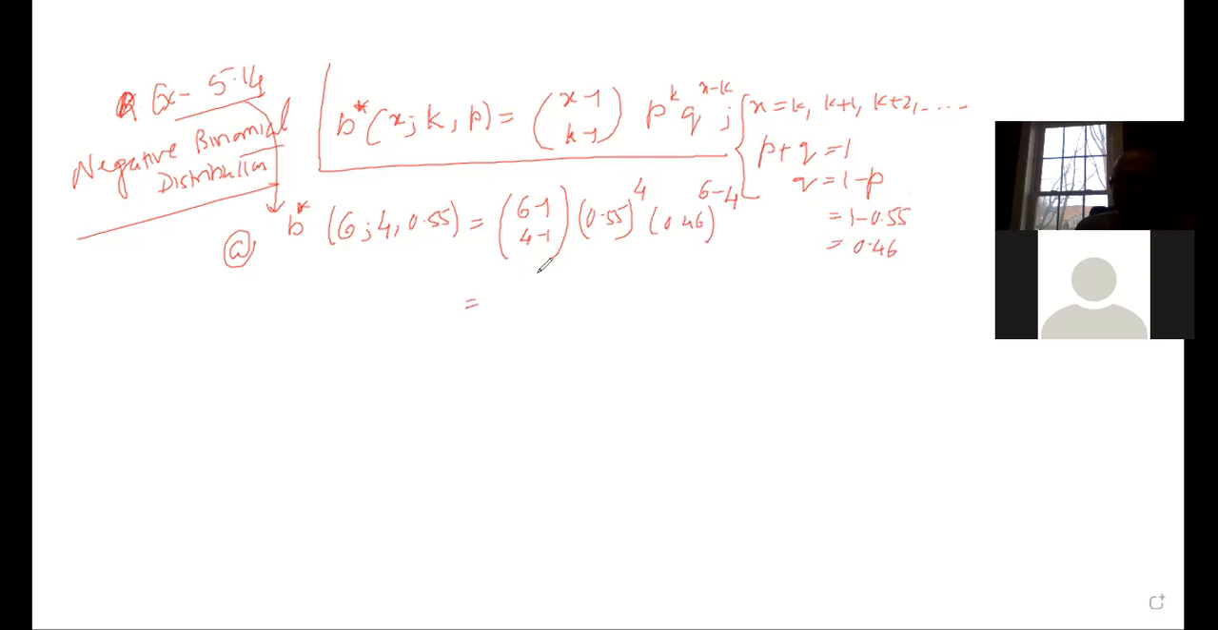So that is 6 minus 1, equal to 5, and here it is 3. So 5C3, times 0.55 to the power 4, times 0.45 to the power 2. Here 5C3 means, again, we are using the combination formula: n factorial over n minus r factorial times r factorial. So 5 factorial over 5 minus 3, that is 2 factorial, times 3 factorial.